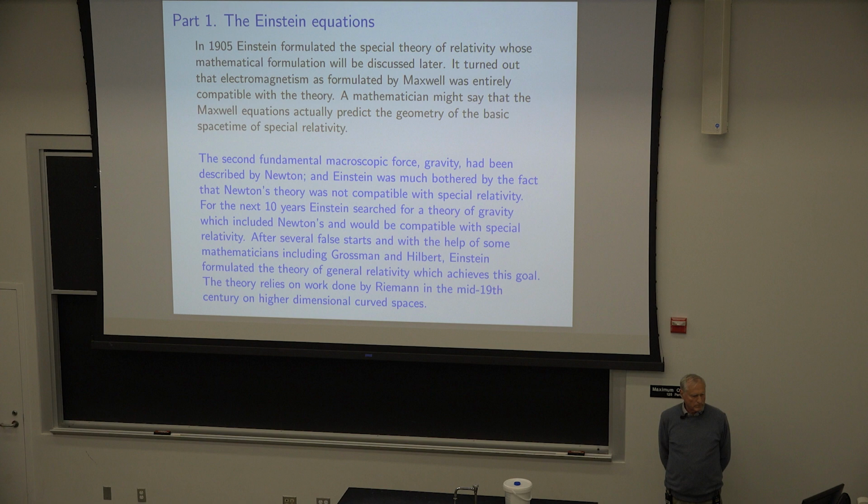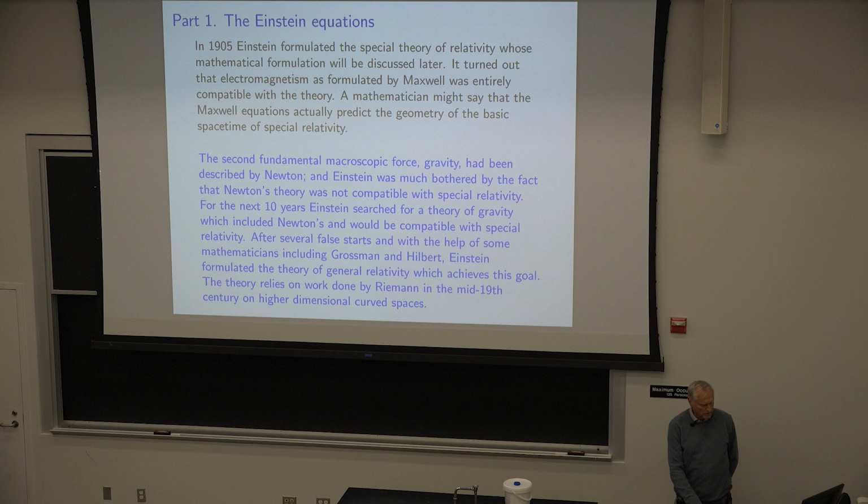And so after many false starts, many of which are described in the biography I mentioned, and also with the help of some mathematicians, including Grossman, who was a friend of Einstein, and also Hilbert, who made a key contribution to getting the correct form of the equations, eventually he formulated the general theory of relativity. That was around 1915, and it achieved the goal of unifying gravity with special relativity. And so the theory relies on work done by Riemann in the mid-19th century on higher dimensional curved spaces, a higher dimensional generalization of Gauss's theory in two dimensions.